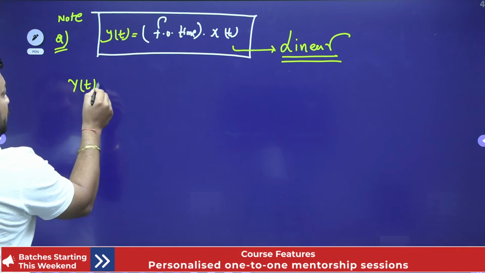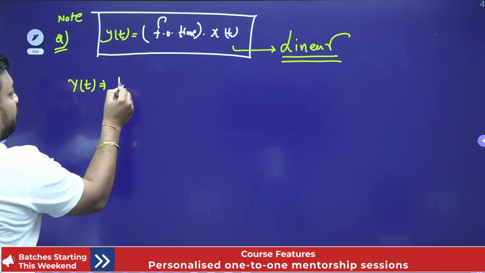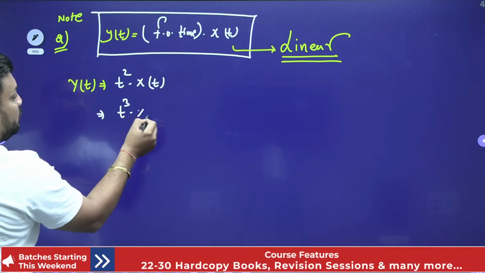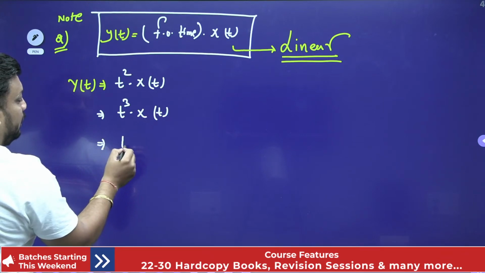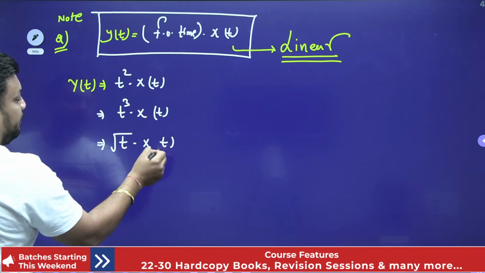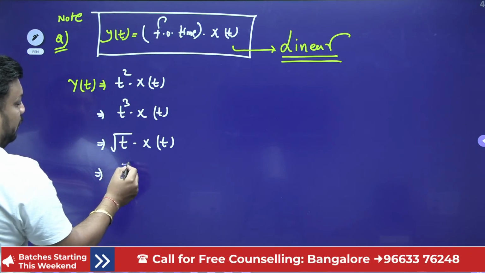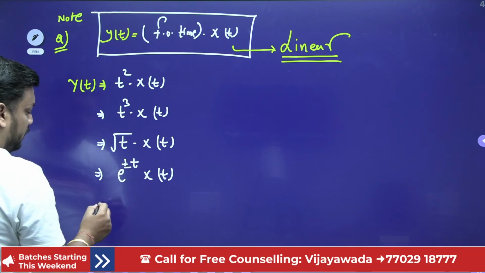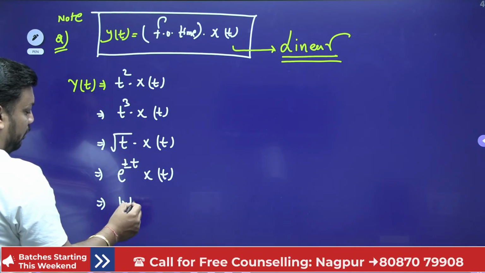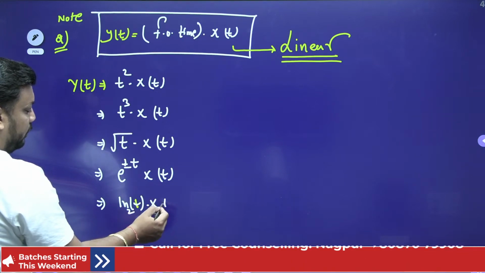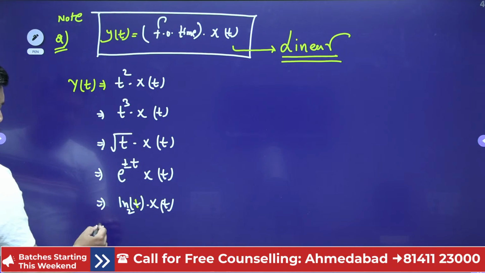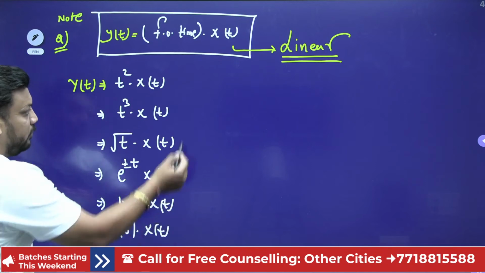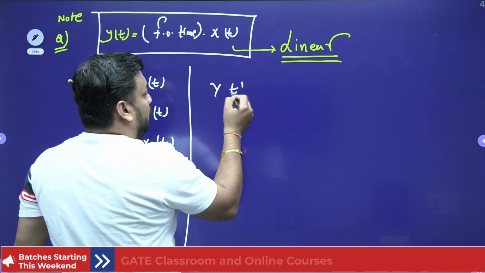An example: a function of time can be t square into x(t), t cube into x(t), root t into x(t), e to the power minus t into x(t), or even plus also. It can be log of t, log of 2t into x(t), mod of t into x(t). Anything else, it is your choice.